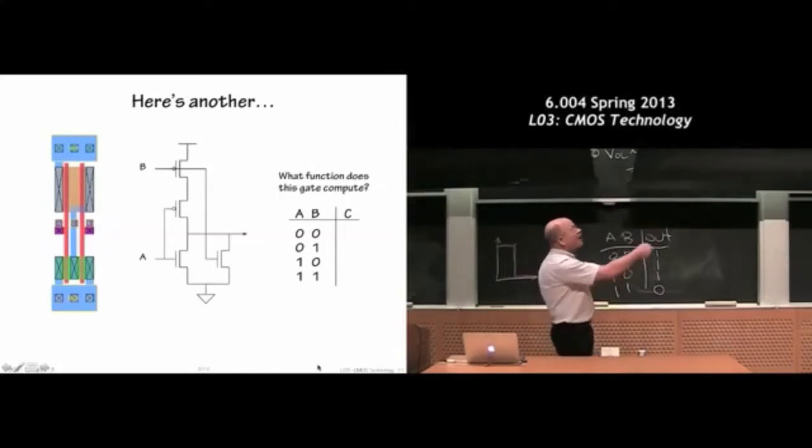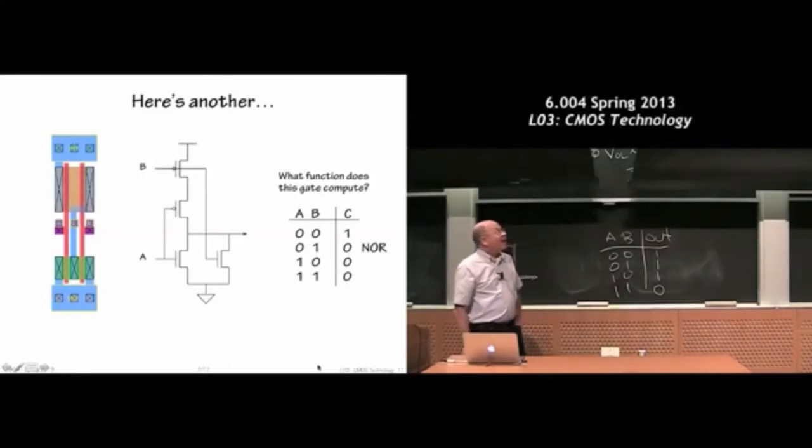Well, you just go through the truth table here, and this is something you should work through. You should be able to figure out, for each of A and B being 0 or 1, and come up with that as the truth table. It's called a NOR gate.